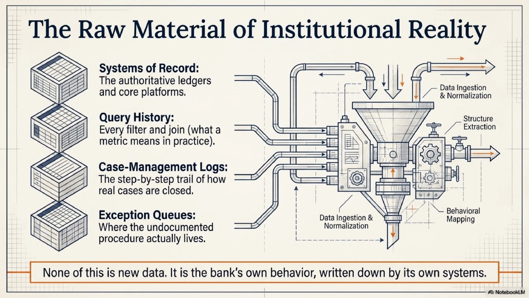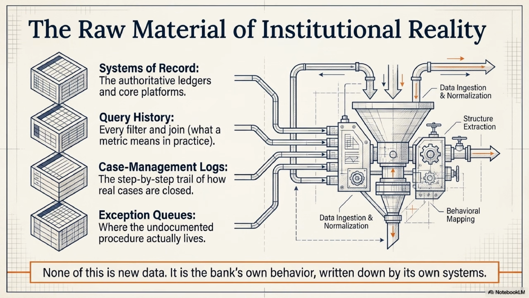So where does discovery look? Not at the binder. At the exhaust the institution already produces every day. Systems of record, the authoritative ledgers, the core platforms, the golden sources of what is true. Query history. Every time someone pulled a number, the filters and joins they used are a record of what that number meant to them in practice. Case management logs. The step-by-step trail of how real cases were actually worked and closed. And exception queues. The things that fell outside the documented path. Exceptions are where the undocumented procedure lives.